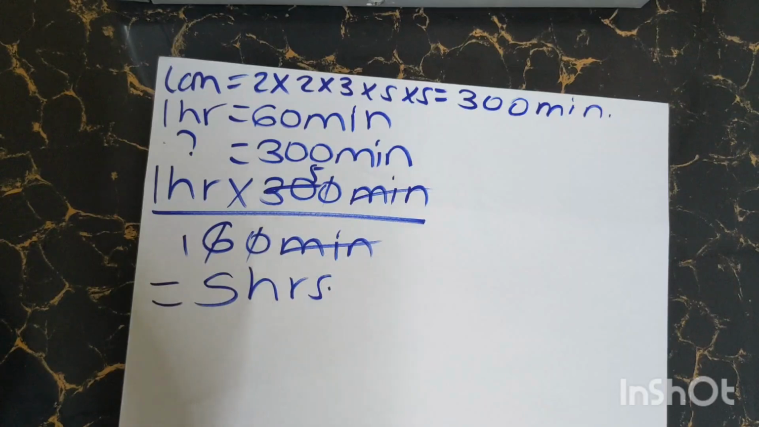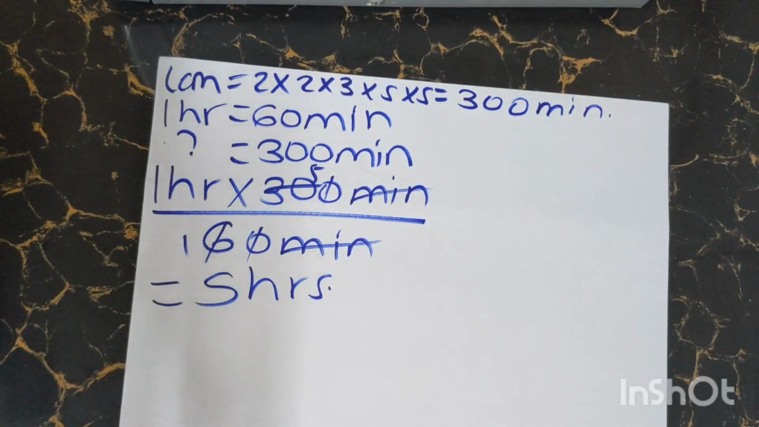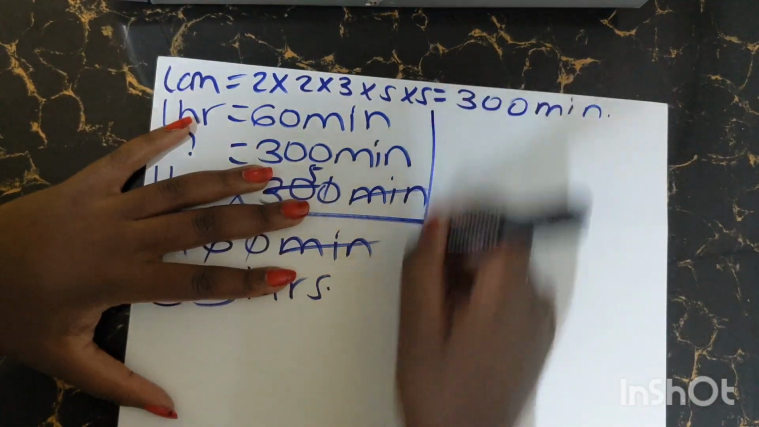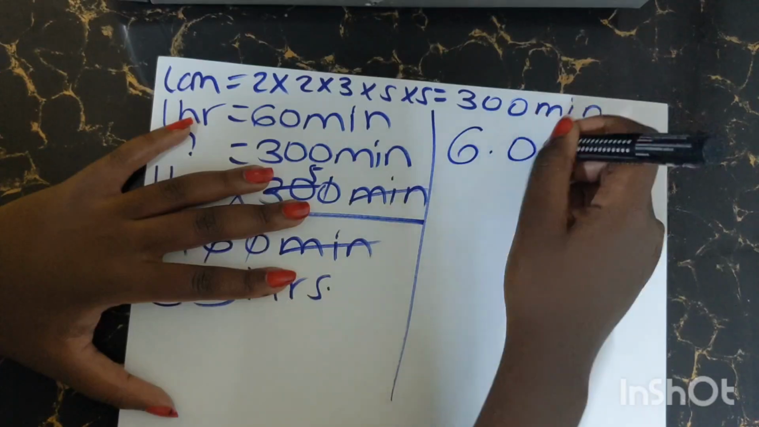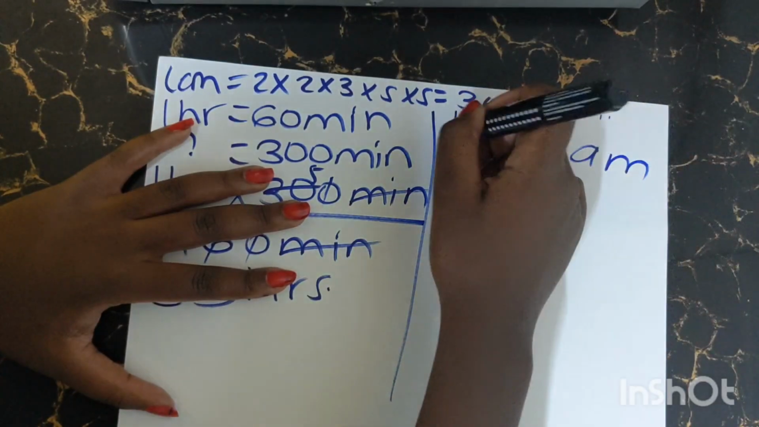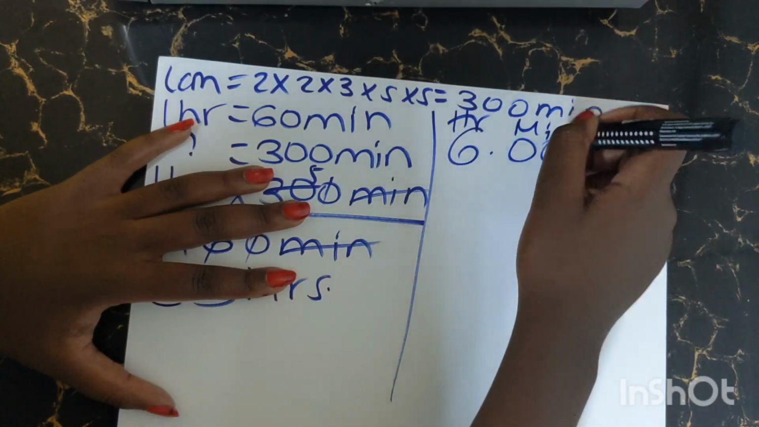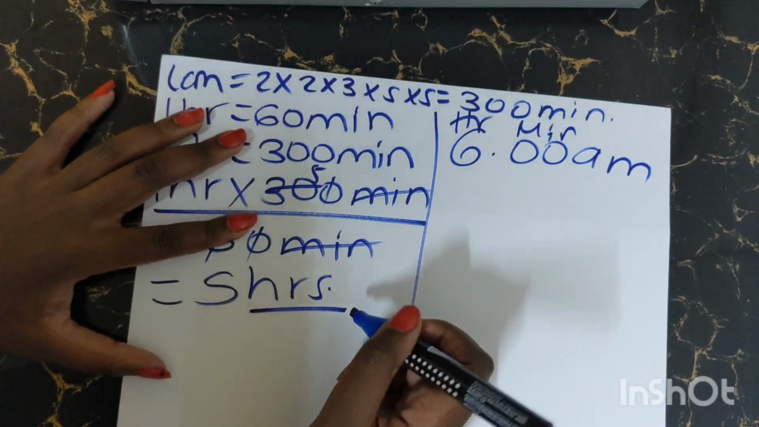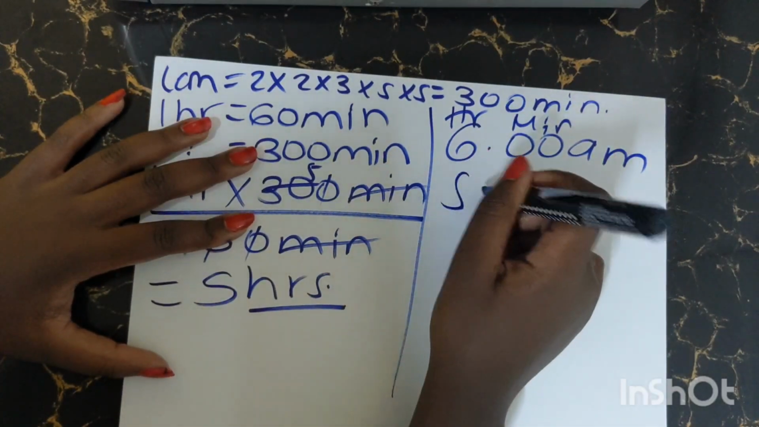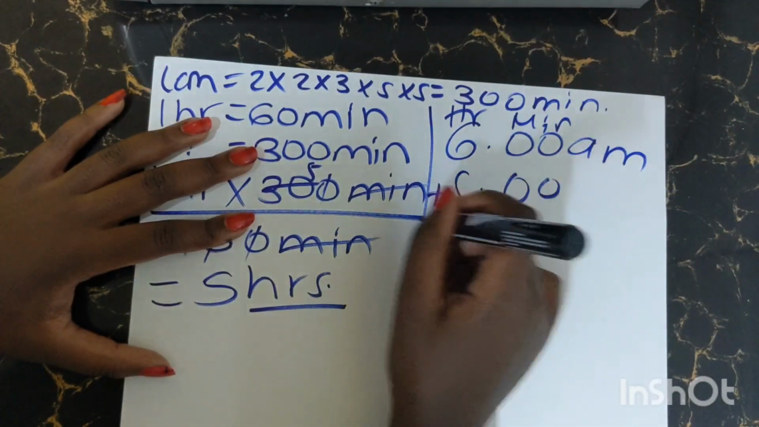Are we together? So the next time the services leave together will be 5 hours from the last time they left together, which was 6 a.m. Okay, so we'll take our 6 a.m. and add it. Remember, this is the hour side and this is the minute side, and since this is in the hour side, we'll write it here. So we'll add 5 hours to it.